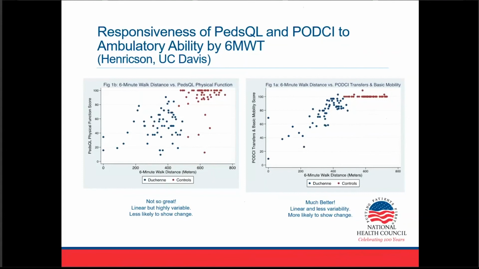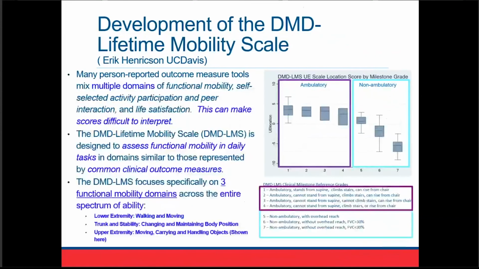Now, there's an obvious limitation with the PODCI for our community. That's where the 6-minute walk test is limited to those patients who may be ambulatory, leaving out a large segment of the population. And you can actually go to the next slide. Because of that, we're trying to support as an organization a few different efforts through academic partners to develop newer measures for our entire population.